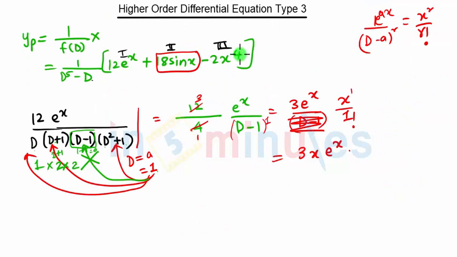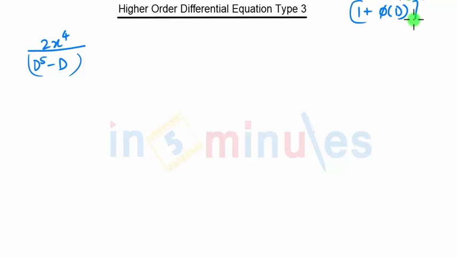Then we have to consider 2x raised to 4. So we have 2x raised to 4, and in the denominator we have D raised to 5 minus D. So this is of the type 3. In type 3 we represent the denominator as 1 plus some function of D the whole raised to n. So we need 1 plus something in the denominator, so 2x raised to 4 will remain as it is. From this I am taking minus D common.